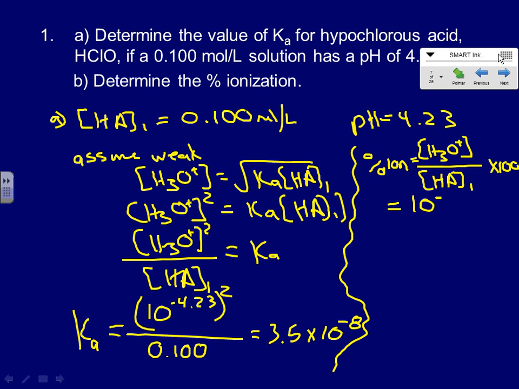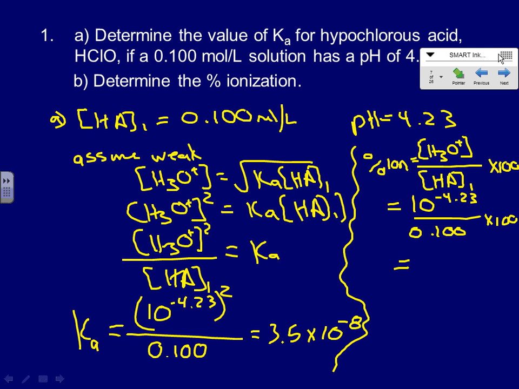Again, 10 to the negative 4.23. I don't know if you came up with a number for that or not. If you did, you can put it in. Over 0.100 times 100. And we have a percent ionization. Percent ionization is really a dumbed down version of the K. The K and the percent ionization tell us really the same thing. They ultimately get us the H3O plus, but percent ionization is a really simplified version. What percentage of the H's fell off?